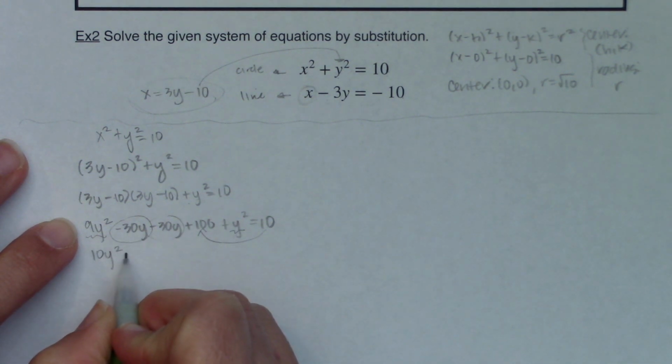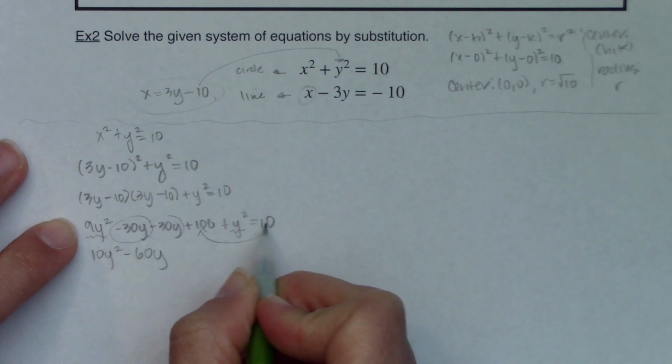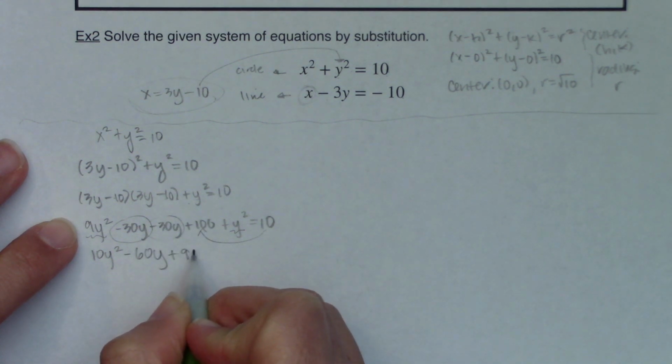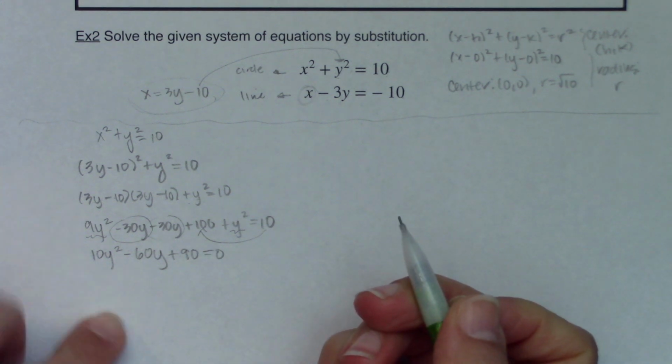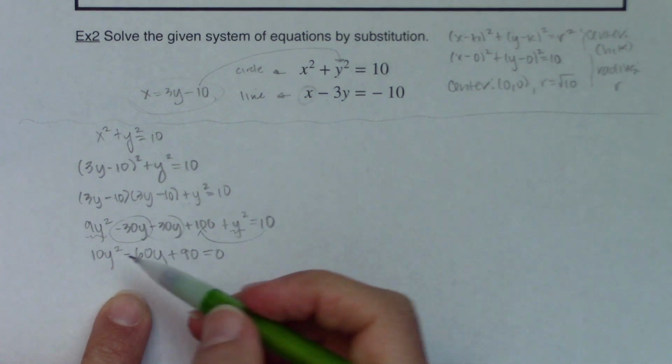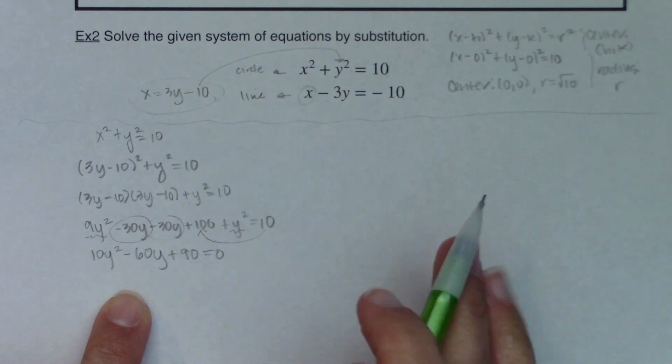Negative 30y minus 30y is negative 60y. 100 minus 10 is positive 90. That's equal to 0, right? So now I have a quadratic equation.